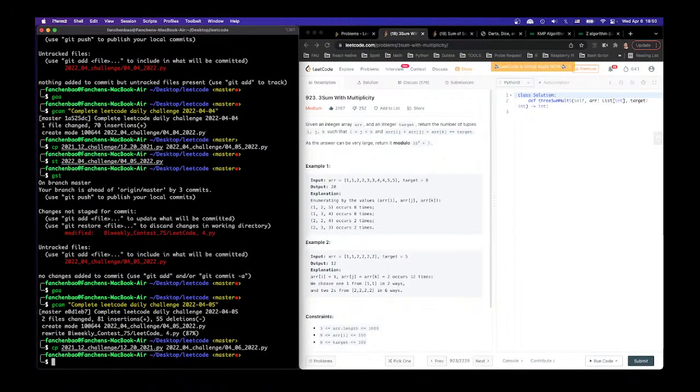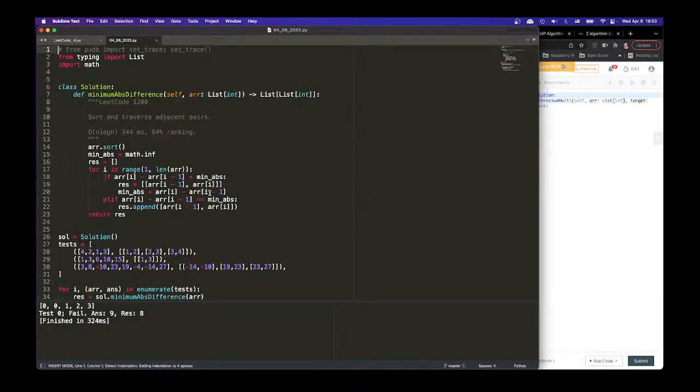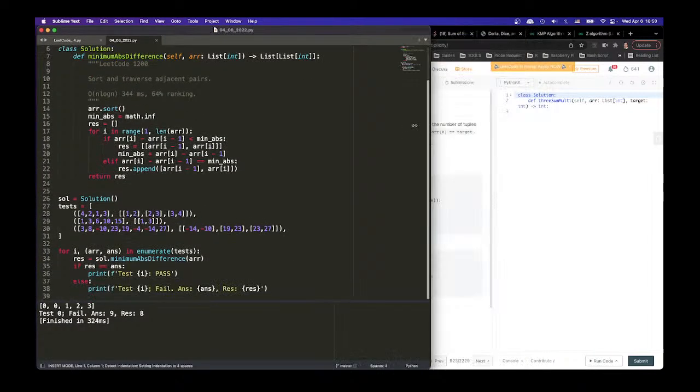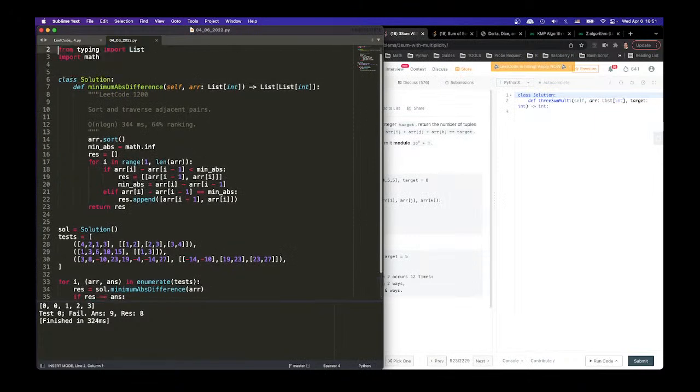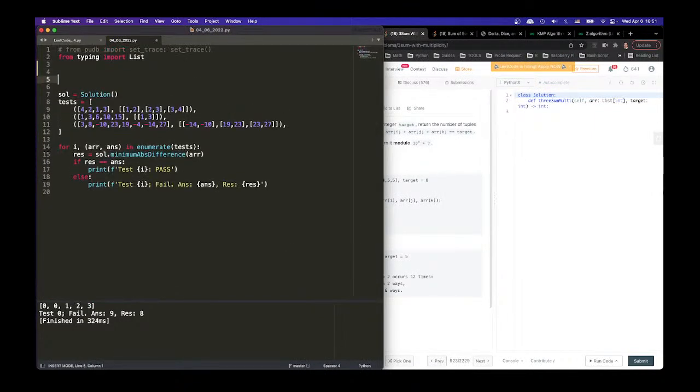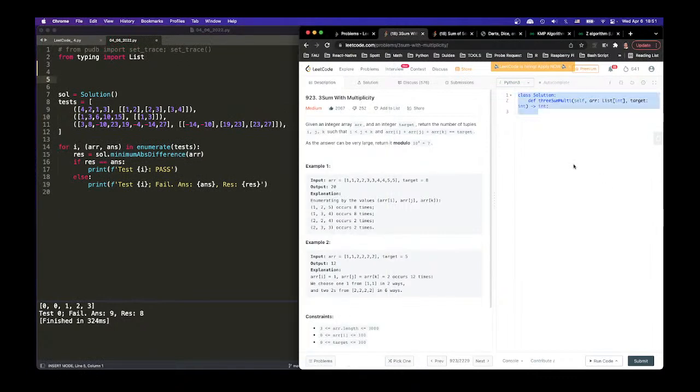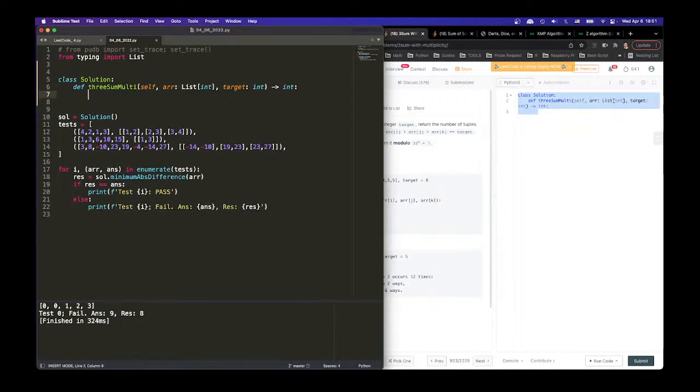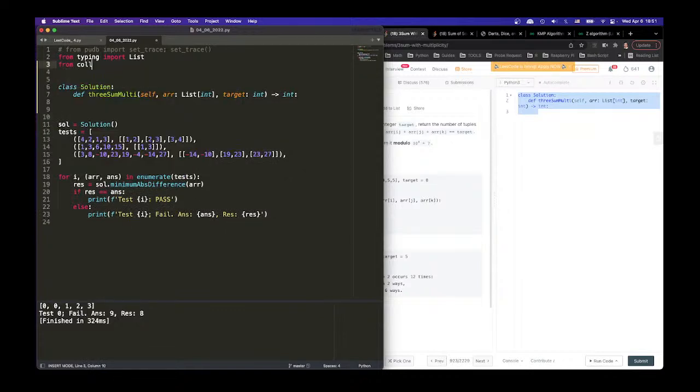Let's see if we can do this without error, because last time I saw I had an error. All right, so we need a counter. We say from collections import Counter. Okay, so I have a counter.